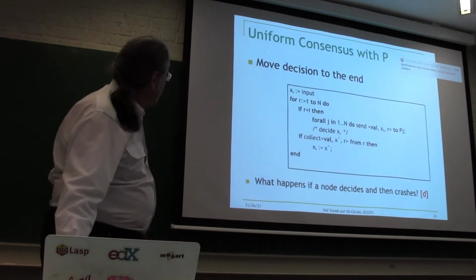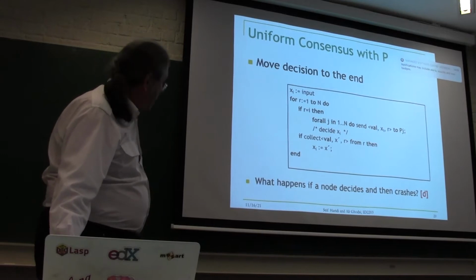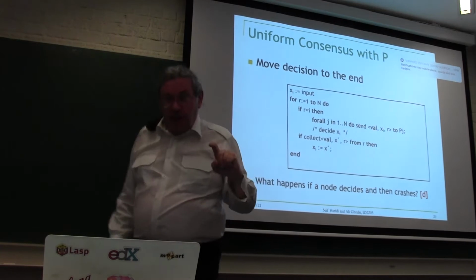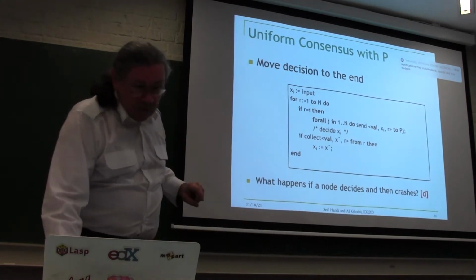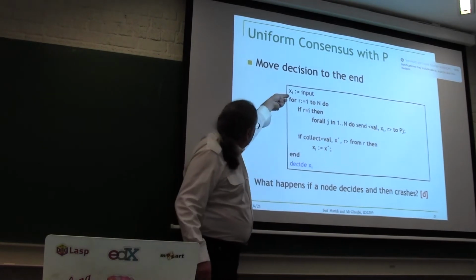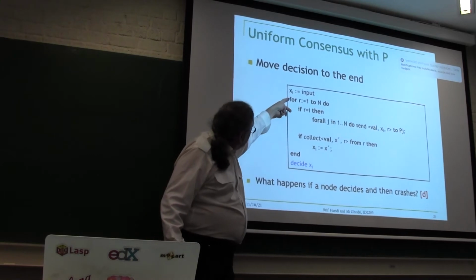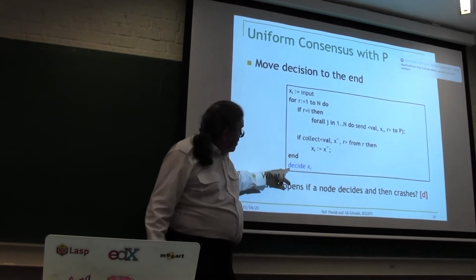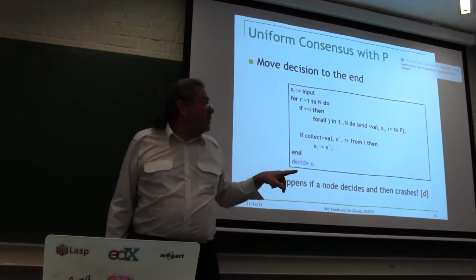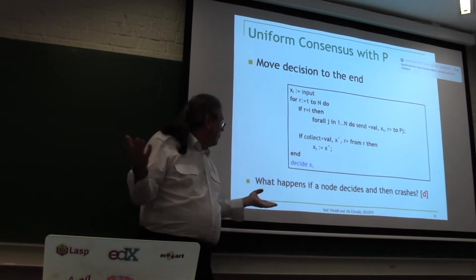So the same code now can be made uniform. The idea is to move the decision to the very end, at the end of round n. All of these nodes will now run all of the rounds and then decide. You're slowing down the decision a lot here, deciding at the end, but that makes it uniform.